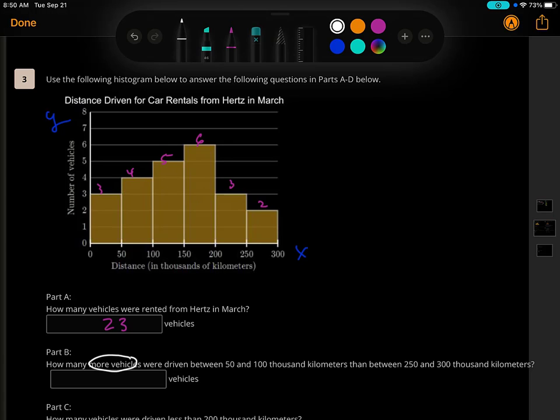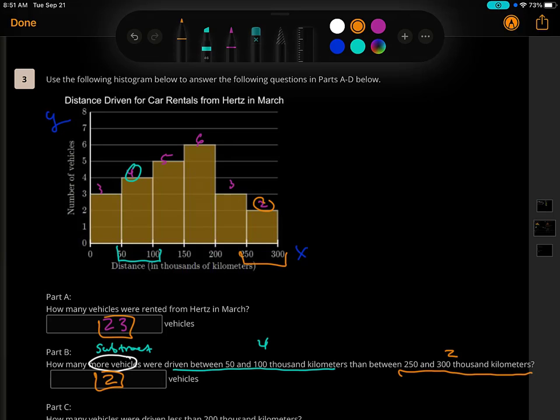How many more vehicles were driven between 50 to 100,000 kilometers? So let's use this one. That's this bin right here, right? And that has 4. Then, so difference, how many more? So I have to subtract here. And 250 to 300,000. So that would be this bin, which is a 2. So how many more? What's the difference between those two? 4 minus 2 gives me 2 is my answer. Let's box these as my answers.